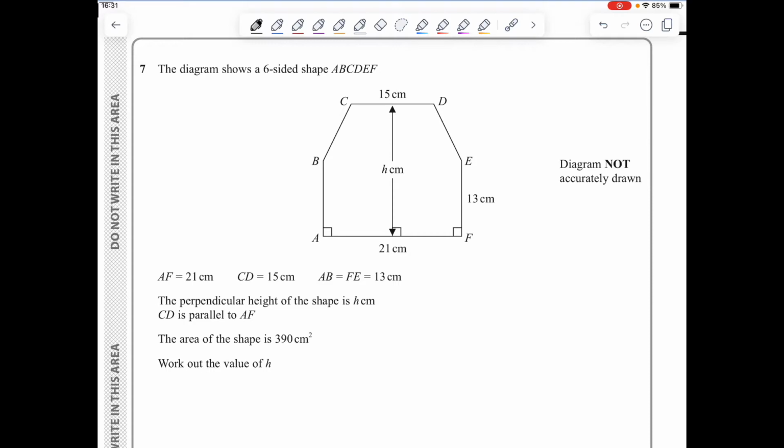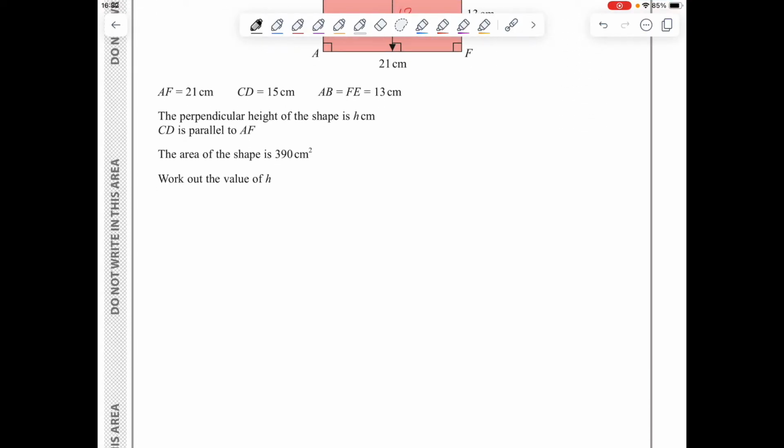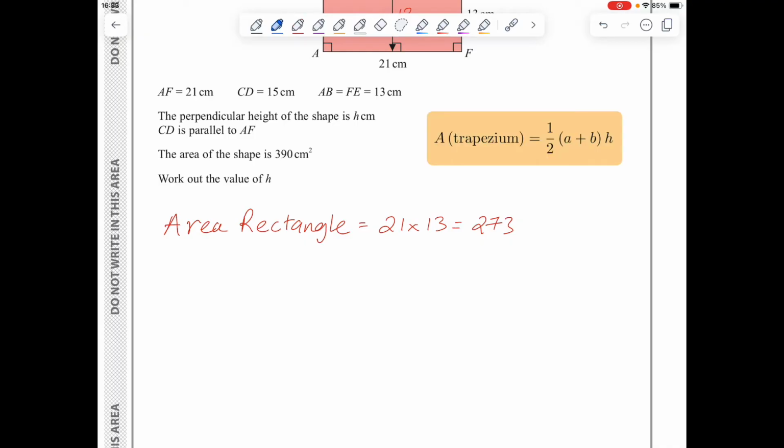For question 7, I'll split this shape into a trapezium and a rectangle. Now the area of the rectangle is equal to base times height. So I have 21 times 13 is equal to 273. Now the area of the trapezium is the following. And if I subtract the whole area minus the area of the rectangle, I'll get the following. 390 minus 273 is equal to 117.